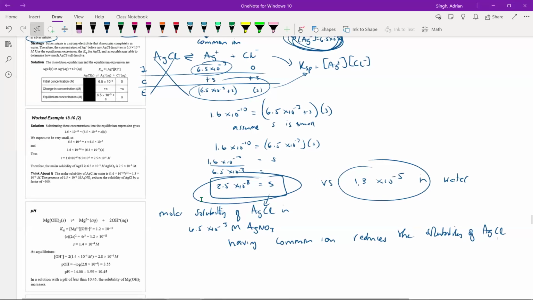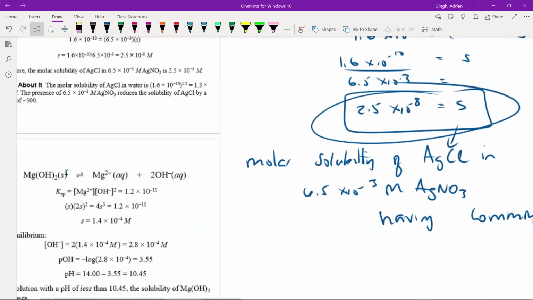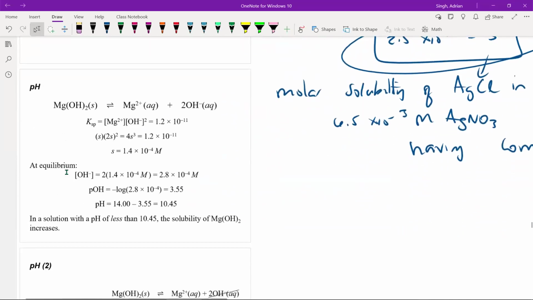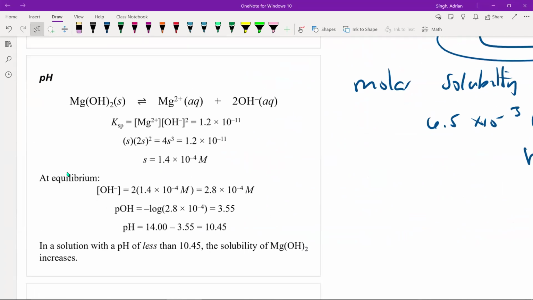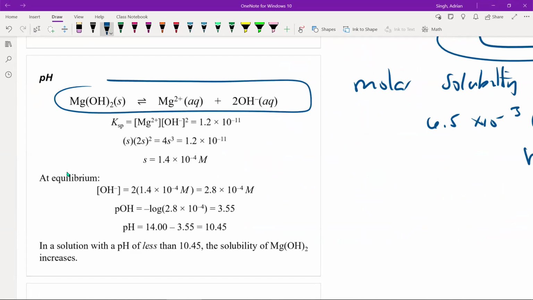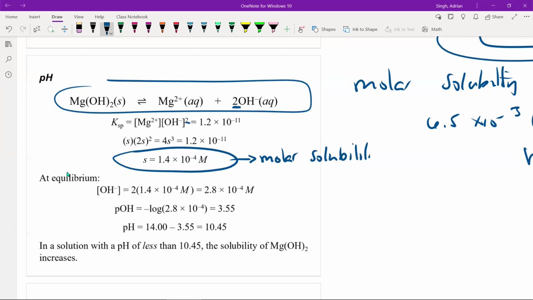So the other thing that can affect solubility is the pH. The solubility of a substance can be pH dependent, depending on what that substance actually is. Here we have an example of magnesium hydroxide with a KSP of 1.2 times 10 to the negative 11. Now, if we write out the equilibrium expression, we have the Mg plus 2OH. So when we solve for the molar solubility, again incorporating the stoichiometric coefficient as the superscript, we end up with S being equal to 1.4 times 10 to the -4.